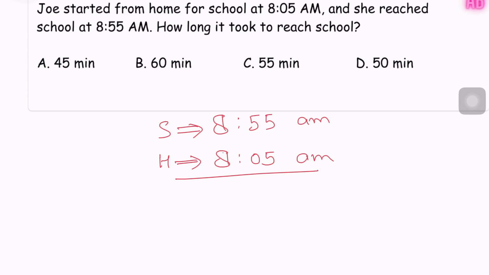So hours have not changed. It's still 8, so no problem. And then 5 minus 5 is 0, and 5 minus 0 is 5, right? And 8 minus 8 is again 0. So it took 50 minutes to reach school.